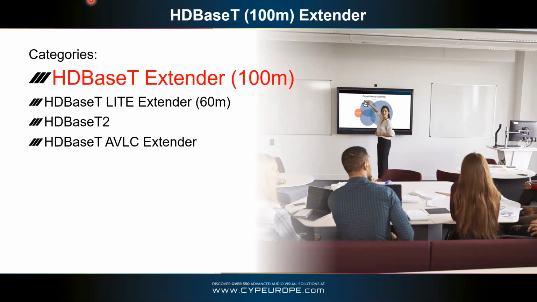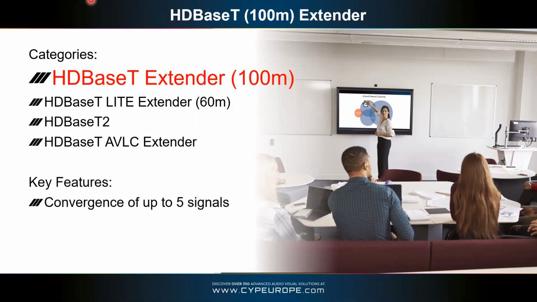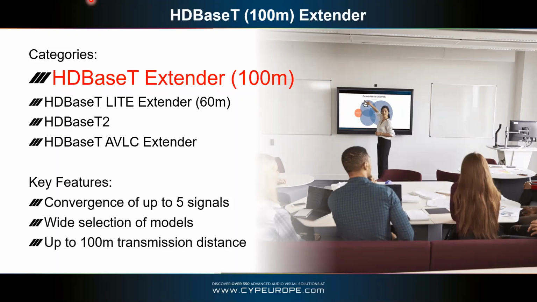So let's start with the full HDBaseT up to 100 meter models. The key features here would be the convergence of up to 5 signals, wide selection of models from the range, and then up to that 100 meters transmission distance. We'll cover the maximum distances a little later as well.